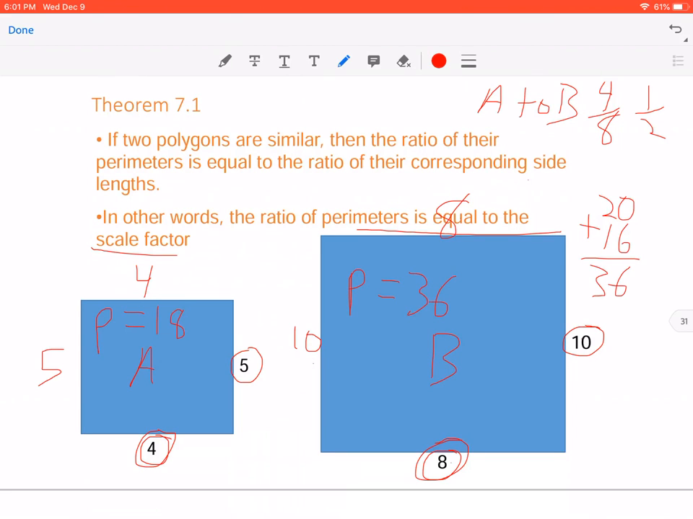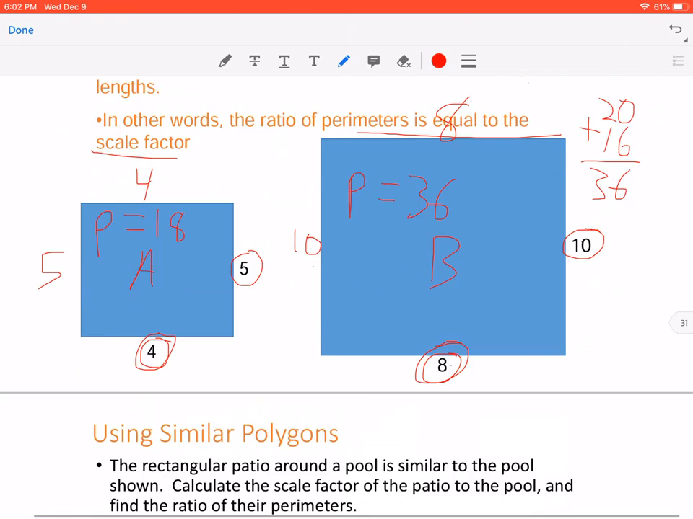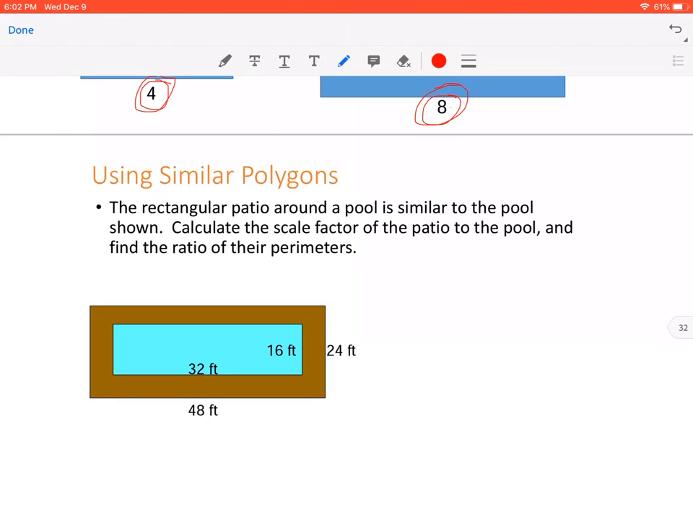So it checks out. So the ratio of the perimeters, which was 18 over 36, is the same as the ratio of the scale factor, which was 1 to 2, which is the same as the ratio of the sides, which was 4 to 8 or 5 to 10. They all should reduce to the same thing, which was 1/2. All right. So perimeter, scale factor, sides, all have the same ratio. Doesn't change.